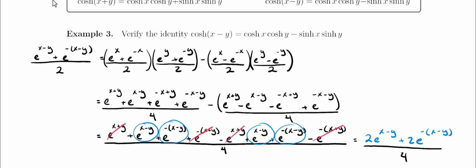which we can go ahead and see will simplify. Cancel, cancel, cancel. So our final result will be e to the x minus y plus e raised to the negative x minus y, which is exactly what we're trying to show. And there we go. We verify the identity.